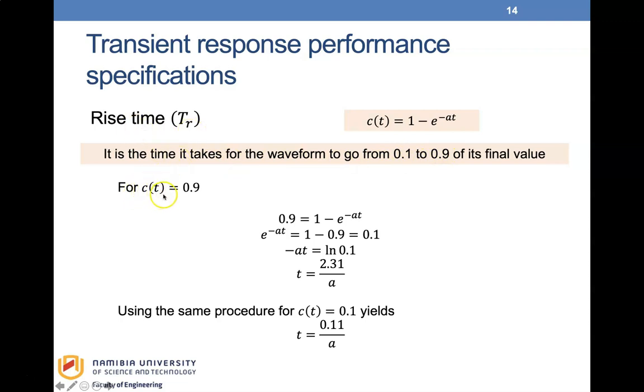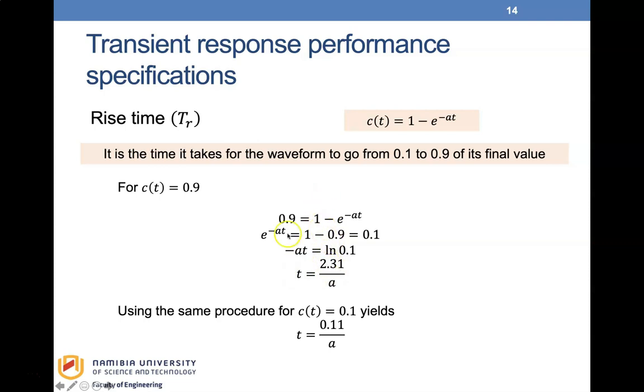So first of all, c(t) at 0.9. If c(t) is 0.9, you substitute it into this equation: 0.9 is equal to 1 minus e raised to minus at, and here you just say e raised to minus at is equal to 1 minus 0.9. That gives you 0.1. You take the natural log of both sides, and this gives you minus at is equal to natural log 0.1. And from here you can find that your t is equal to minus natural log 0.1 over a, which will give you 2.31 over a.